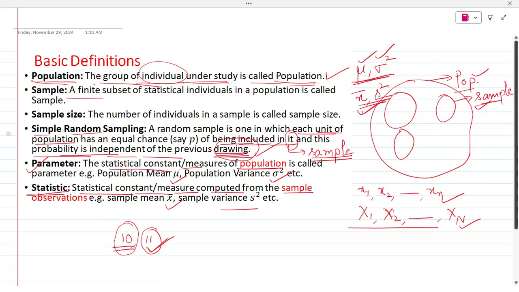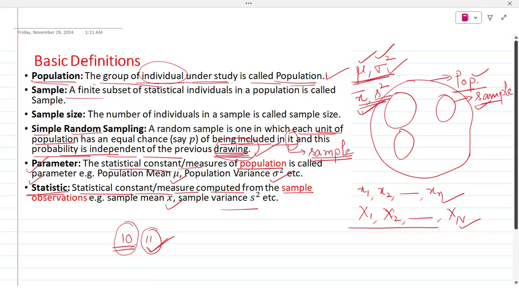It is a simple thing that we have two things, one is sample, another is population. Both have their own statistical constants. The statistical constants of the population we call parameters, and the statistical constants of the sample are called statistic. The plural word is statistics.